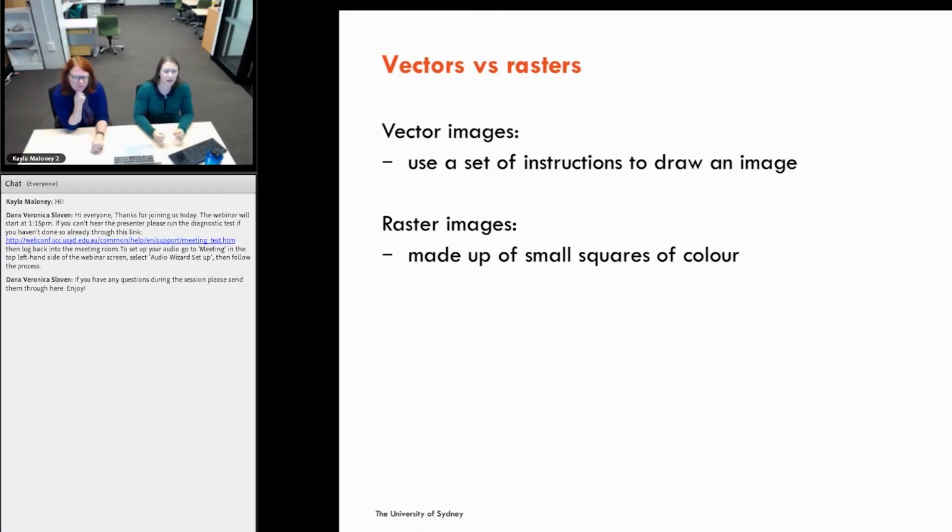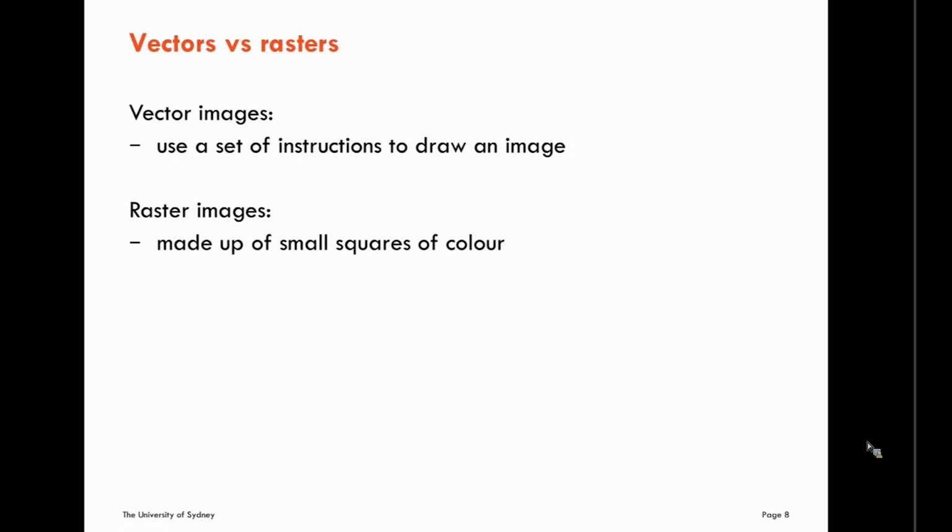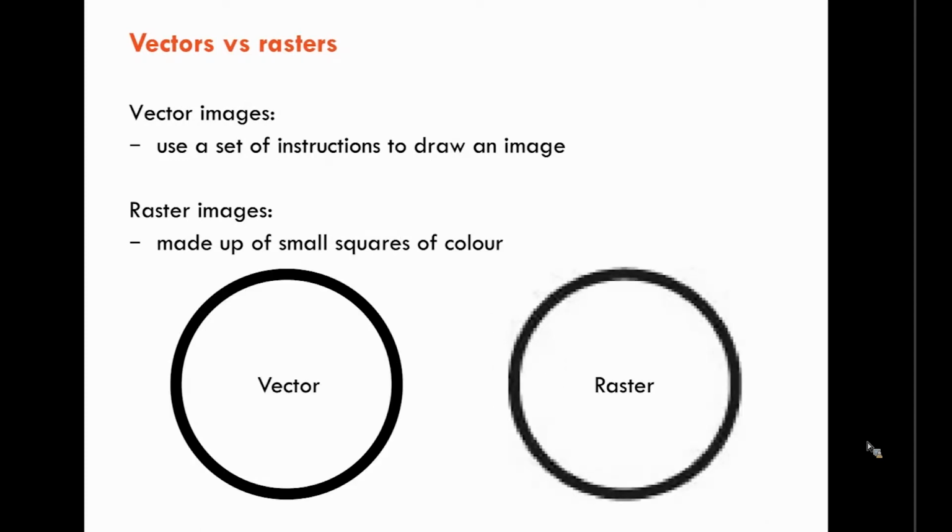Raster images, on the other hand, are made up of a whole bunch of small squares of different colors that, when they're put together, make an image. So I've got two little circles here. The one on the left is one that I drew in vector graphic software and saved in a vector format. And the one on the right is the same circle that I saved as a fairly low resolution raster format. Depending on how big your screen is, you might start to see a little bit of difference between the two circles. But as we zoom in on them and make things bigger, the difference really becomes quite apparent.